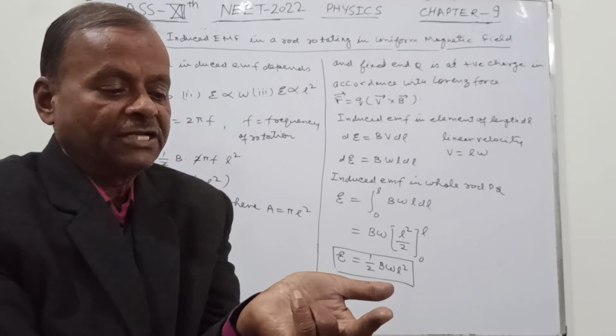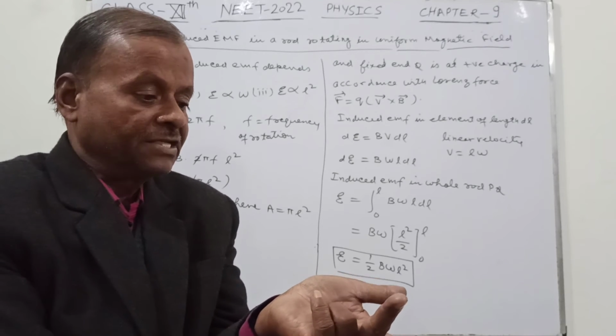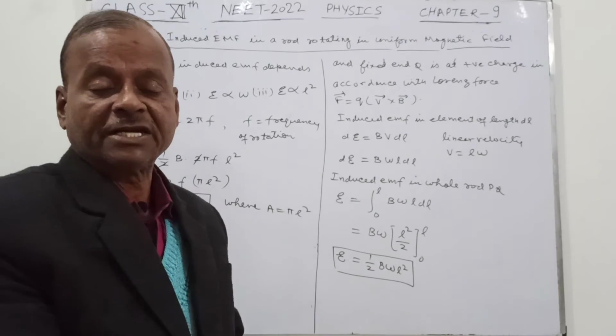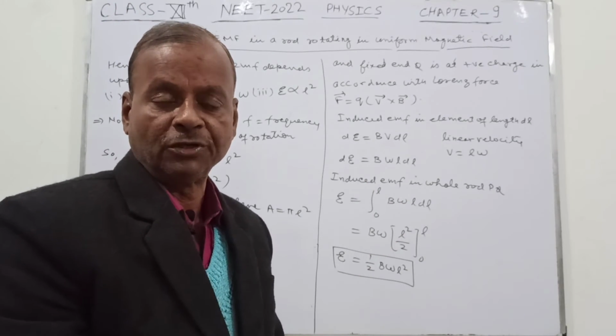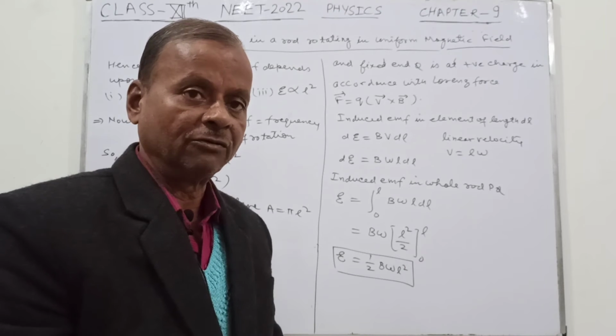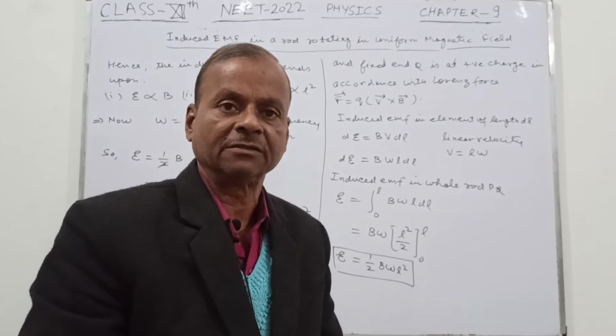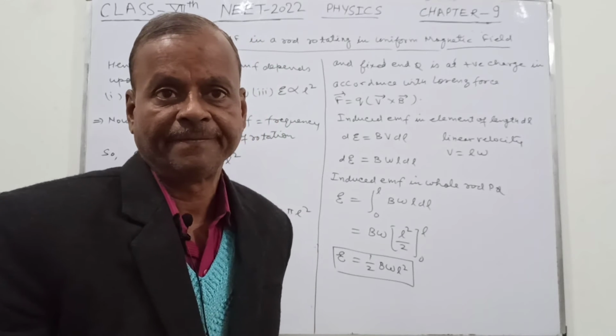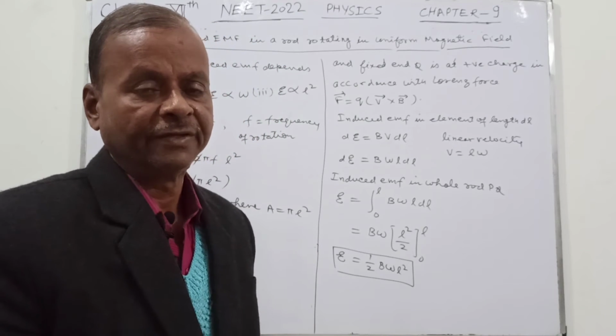If I take it in this way, then this is the positive charge. So the fixed end will be at the positive voltage and the free end will be at negative voltage. So this gives the potential difference, that is, the induced EMF in the rod.